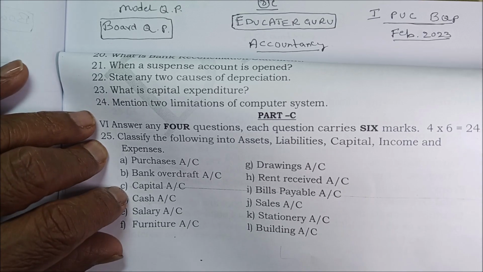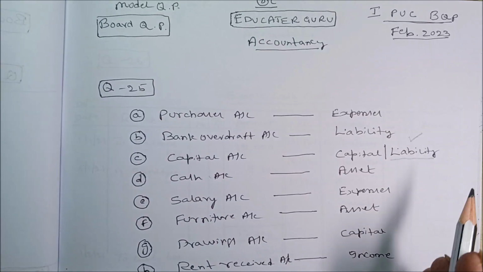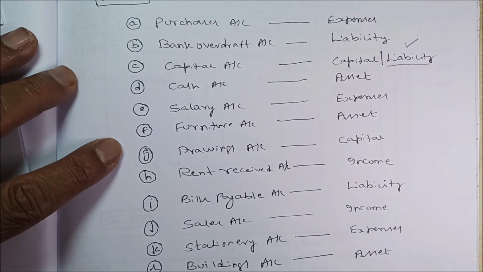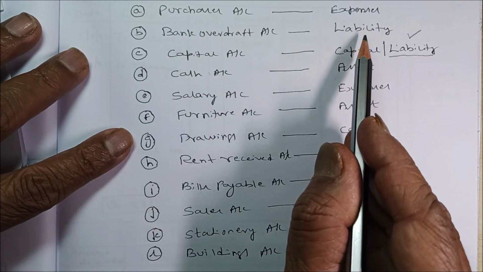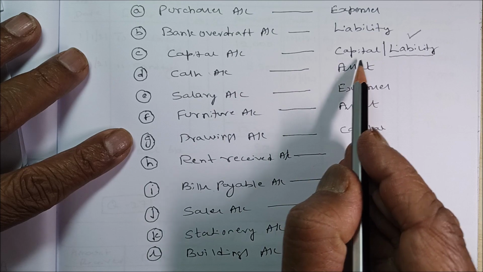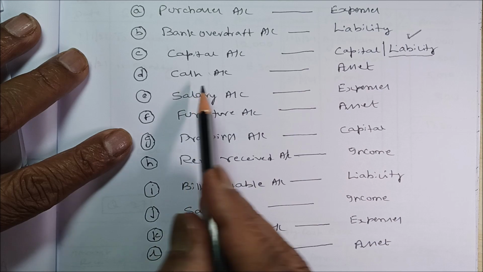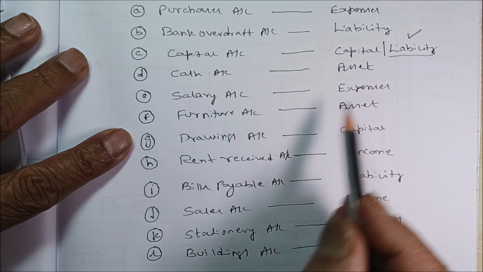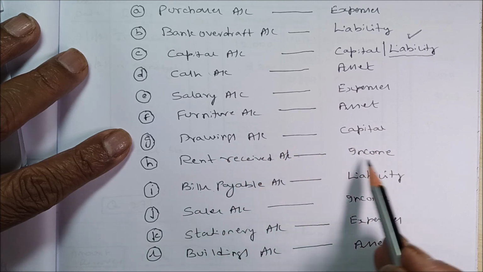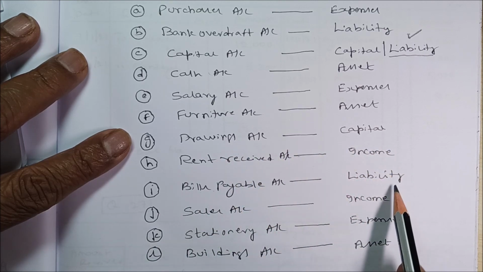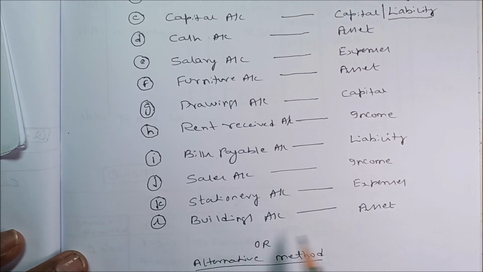So where I am going to show, this is under the American system, very simple. We will write it like this: purchases, expenses; bank overdraft, liability; capital, or liability, better it is liability; cash, asset; salary, expenses; furniture, asset; drawings, capital; rent received, income; bills payable, liability; sales, income; stationery, expenses; buildings, asset.